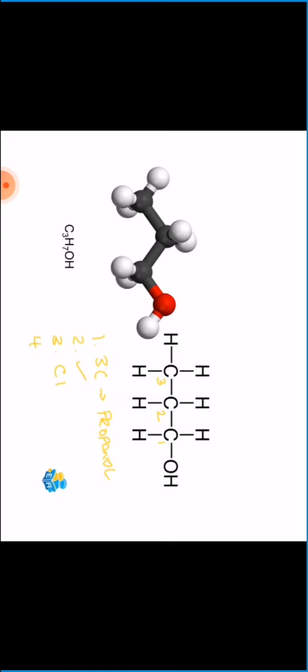So I can assemble the name now, and it is prop-1-ol. So it's very similar to how we would have named our alkenes. You indicate the position of the hydroxyl group in the middle of your name, so propan-1-ol.